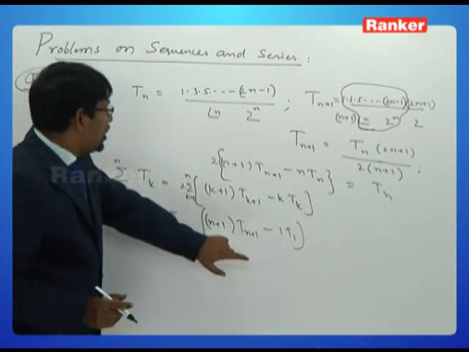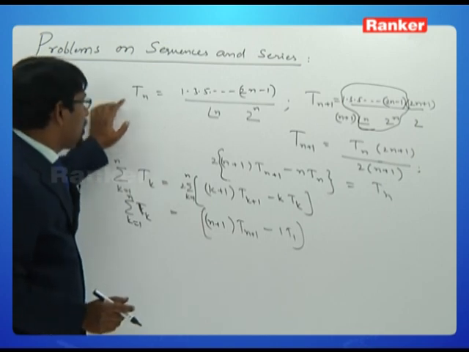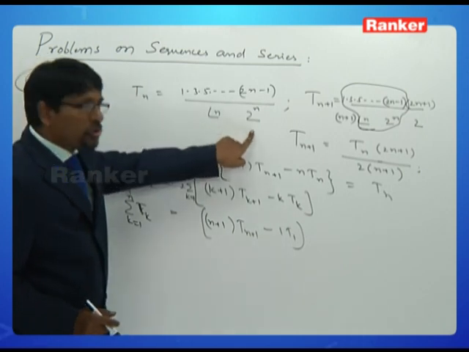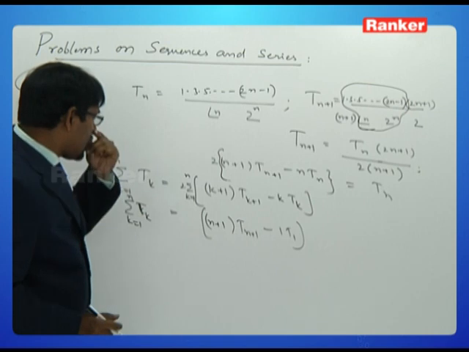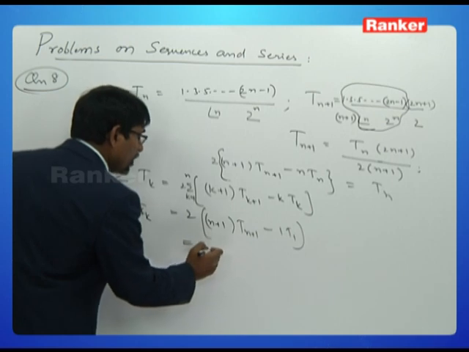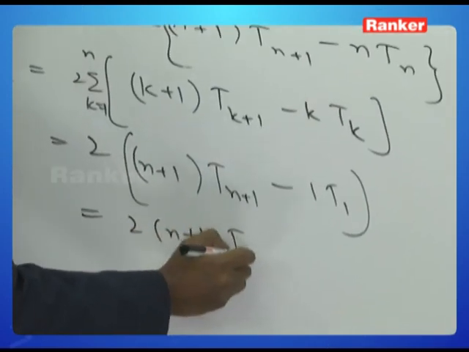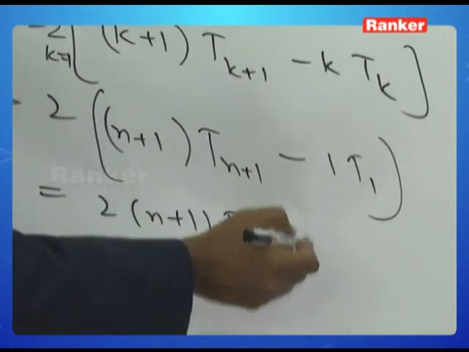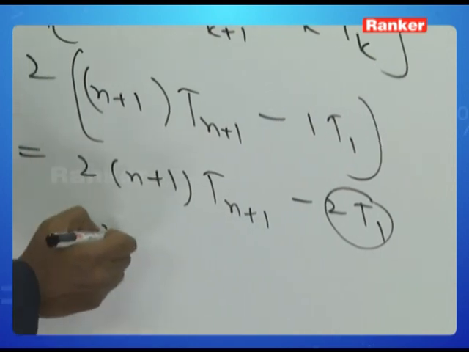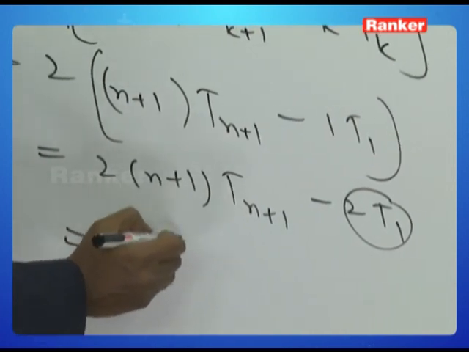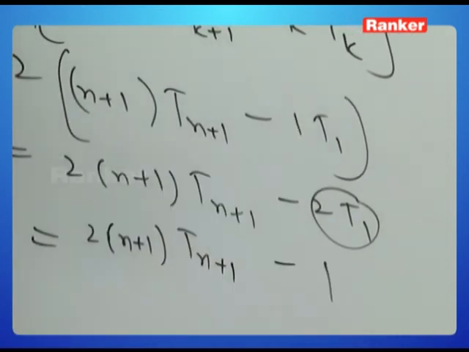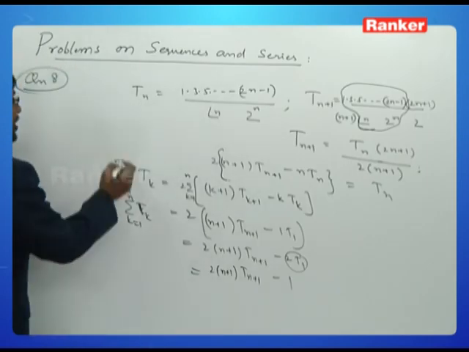Now let's look at what was t1. t1 would have been 1 by 1 factorial into 2 power 1, so 1 by 2. t1 is 1 by 2 there. Okay, so there is a 2 also multiplying here. So 2 into n plus 1 into tn plus 1 minus 2 into t1. So what is 2 into t1? 2 into t1 is 1 there. Now this 2 into n plus 1 into tn plus 1 minus 1 there.